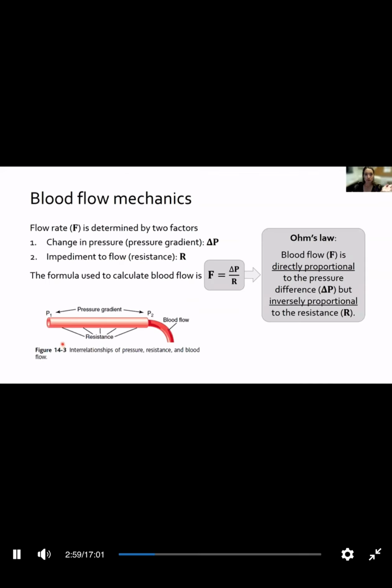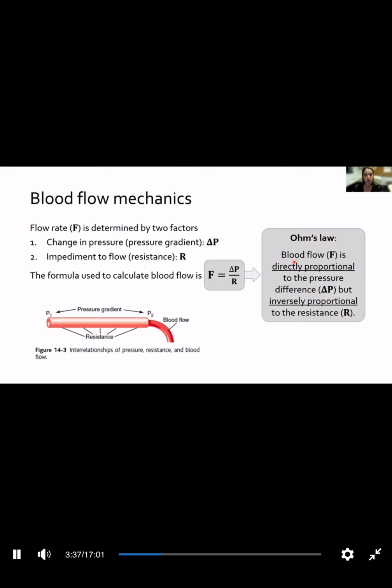So let's talk about flow rate mechanics. What determines flow rate? There's two factors: a change in pressure, or the pressure gradient, known as delta P, that triangle indicating delta, or change in pressure. And then the other factor is the impediment to the flow, or the resistance, termed R. There is an actual formula where we can calculate blood flow, which is the change in pressure over the resistance, and this is known as Ohm's law.